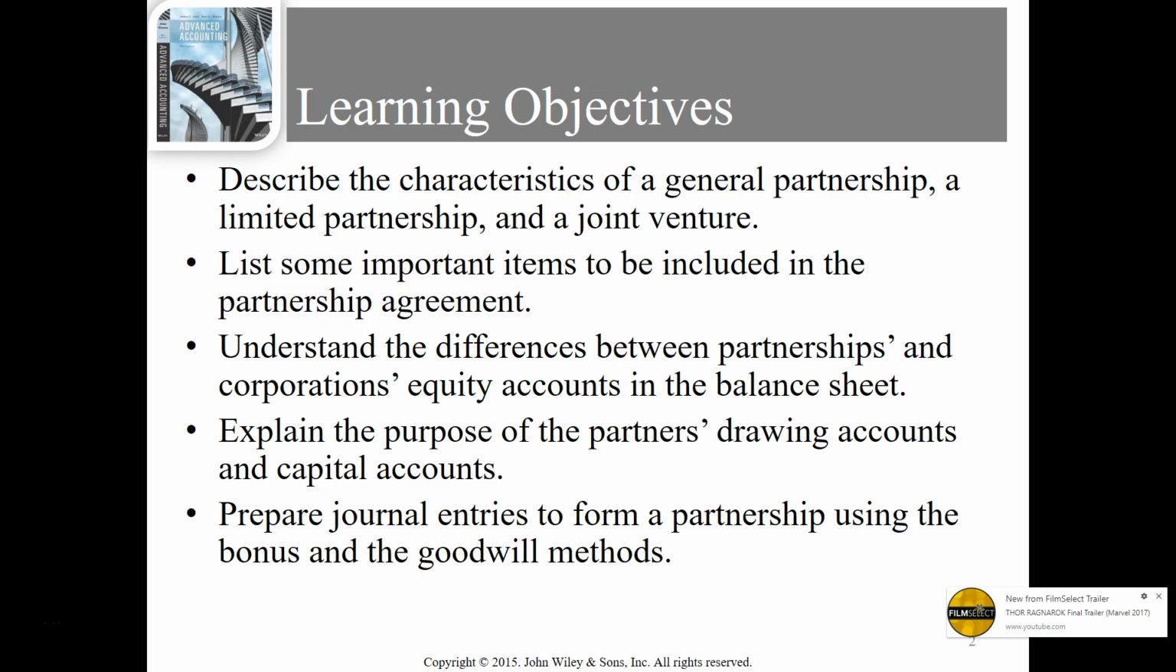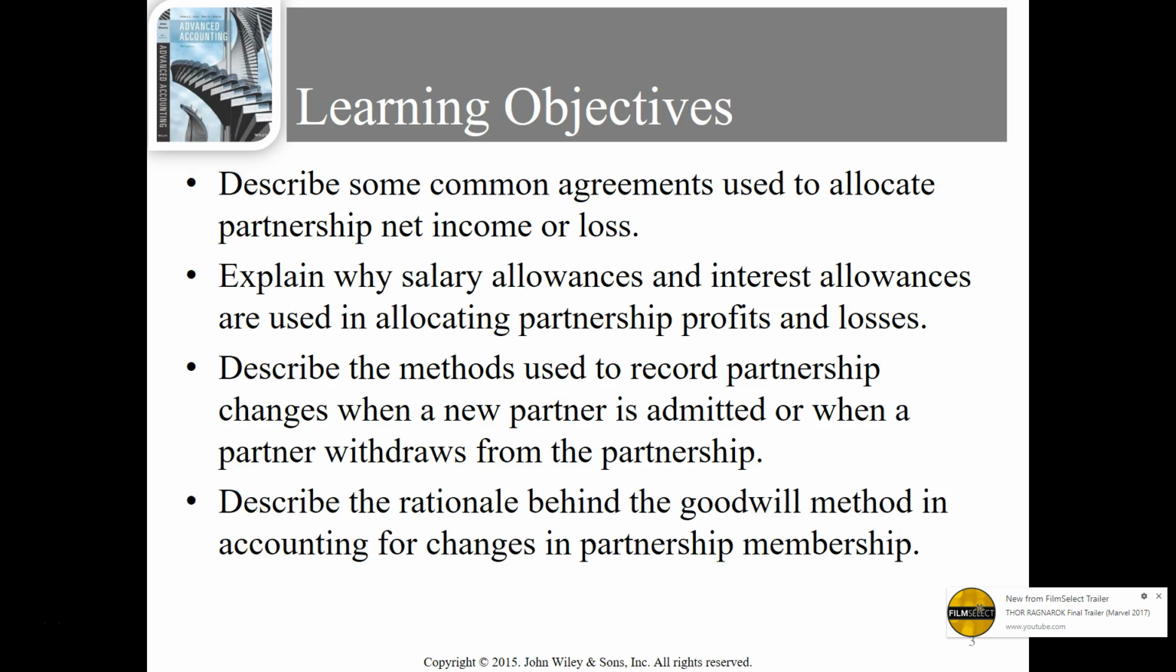Prepare journal entries to form a partnership using the bonus and the goodwill methods. Describe some common agreements used to allocate partnership net income or loss. Explain why salary allowances and interest allowances are used in allocating partnership profits and losses.